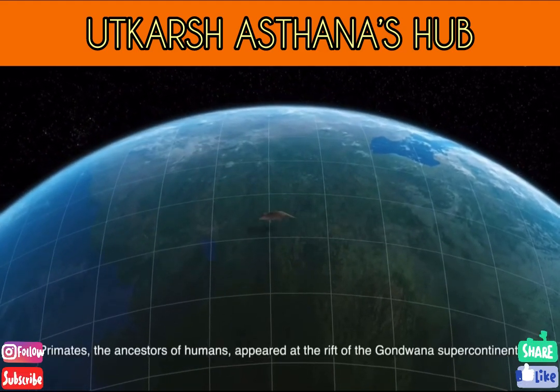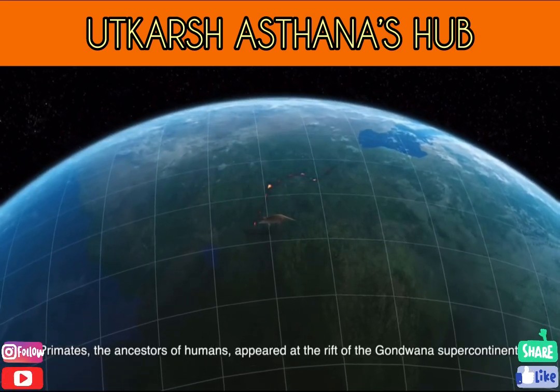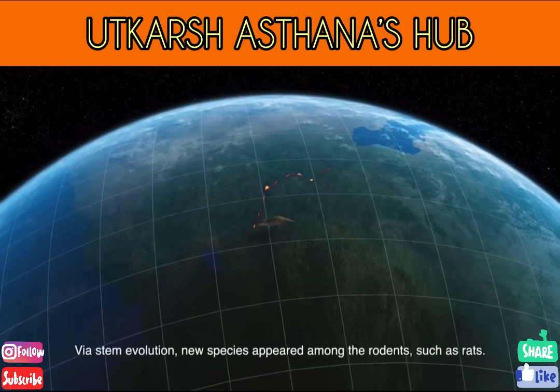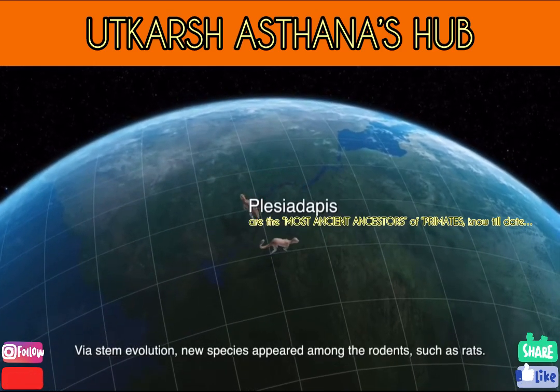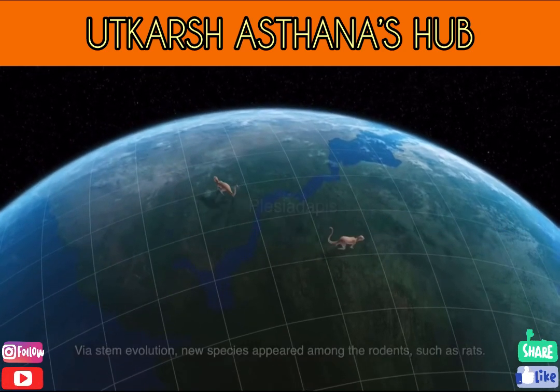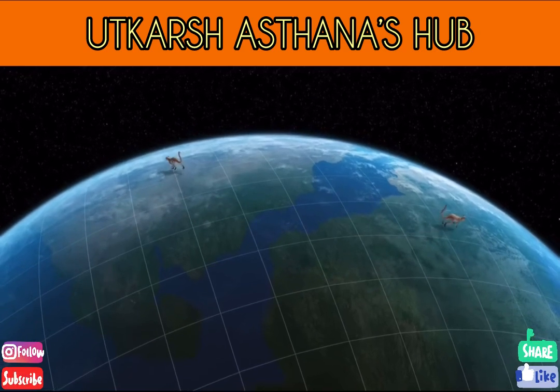Primates, the ancestors of humans, appeared at a rift of the Gondwana supercontinent. By a stem evolution, new species appeared among the rodents such as rats. They were known as Plesiadapis. They are the most ancient ancestors of primates known to date.